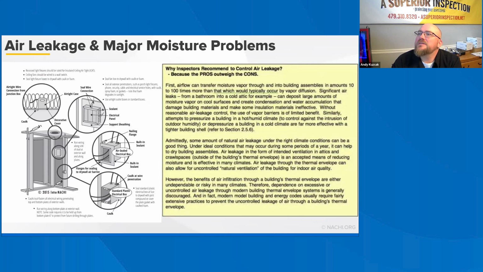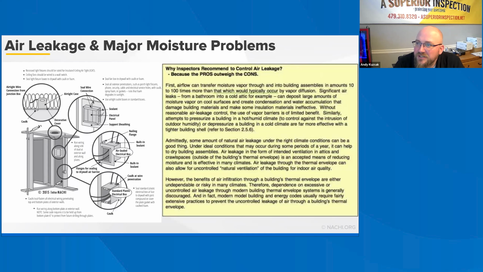Air leakage, let's see where we're at. Air leakage can transport significant water vapor, impacting moisture issues in buildings. To minimize air leakage, building envelopes should be sealed with an appropriate air barrier system considering climate conditions. Home inspectors must understand air leakage dynamics.